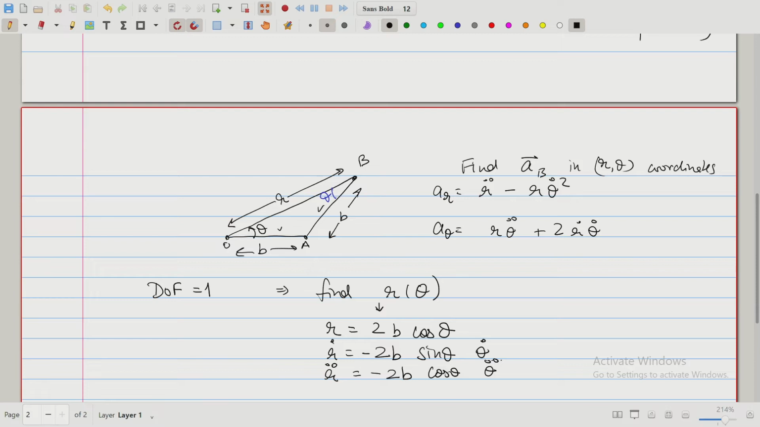So now that we know r as a function of theta, we can differentiate it twice, because we will be needing r dot and r double dot in our acceleration expression. So this is purely coming from the geometrical constraint for the given problem. It's not a general thing.